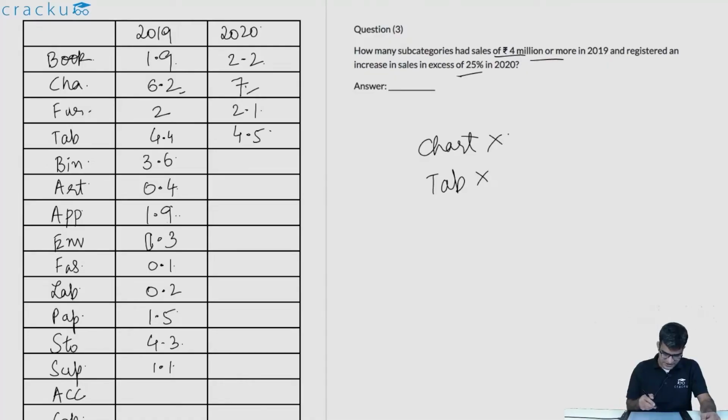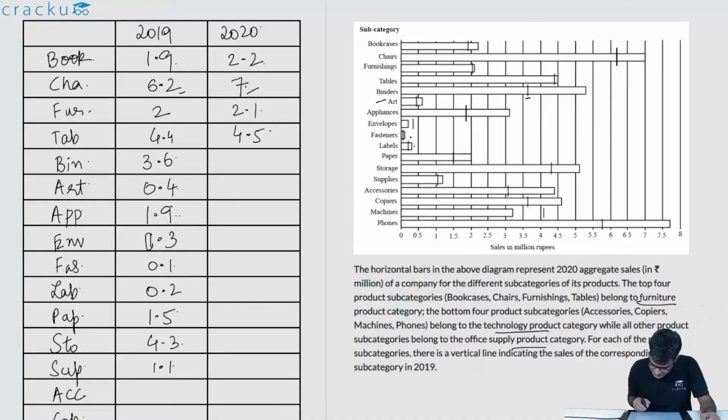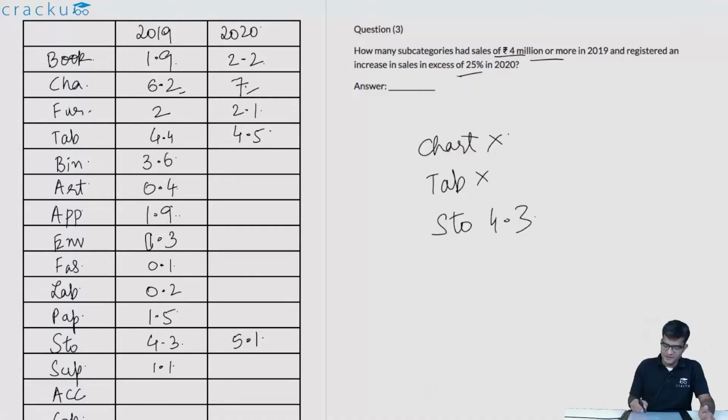The next one is storage. This increased from 4.3 and it became 5.1. So the increase is around 0.8 from a base of 4.3. So this is again less than 20%. How do we note that? Because we know that this increase is 0.8. 0.8 into 5 is 4. So that is approximately 20%.